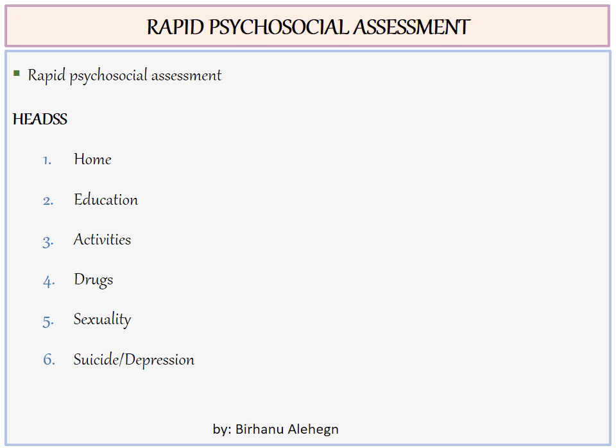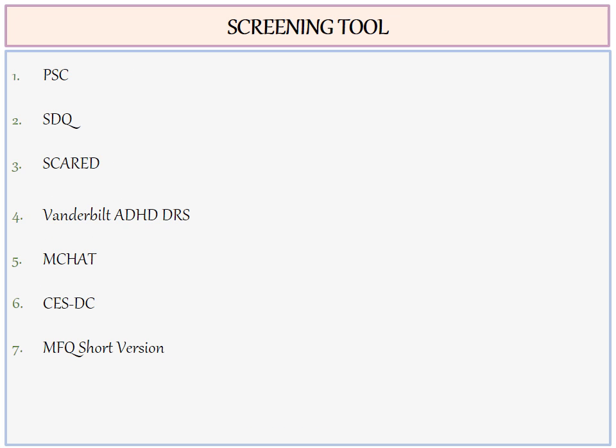Screening tools. Psychiatric screening checklists: Strengths and Difficulties Questionnaire, SCARED, self-report for child-related emotional disorders, Vanderbilt ADHD Diagnostic Rating Scale, Modified Checklist for Autism in Toddlers, Center for Epidemiological Studies Depression Scale, Mood and Feelings Questionnaire, short version.